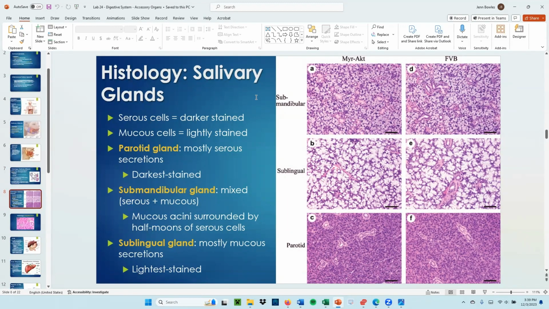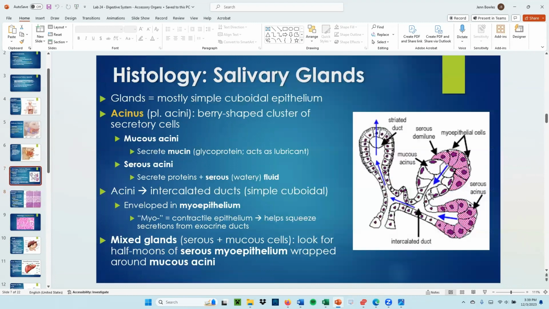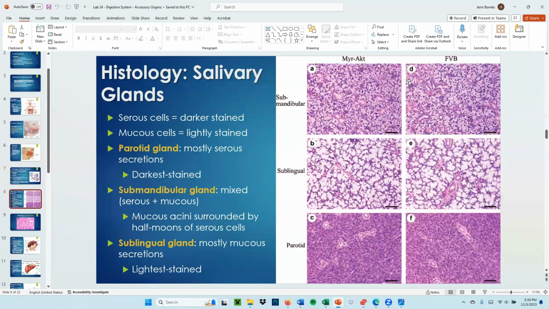Okay, so submandibular glands are going to be that mixed pattern. So if we zoomed in a little bit here, we would start to see this kind of repeating structure over and over again. So what we're dealing with is these berry-shaped clusters of cells. They're called acini, or acinus for singular. And so this is what creates that kind of mottled pink-white pattern in the submandibular gland. So it has these lighter stained mucus cells capped by these darker serous cells. And that's what we see up top right here. We'll have those lighter patterns kind of outlined in dark purple. So that's going to be the mixed gland.